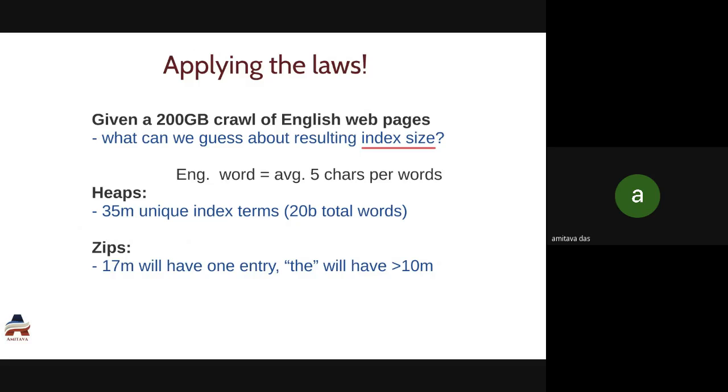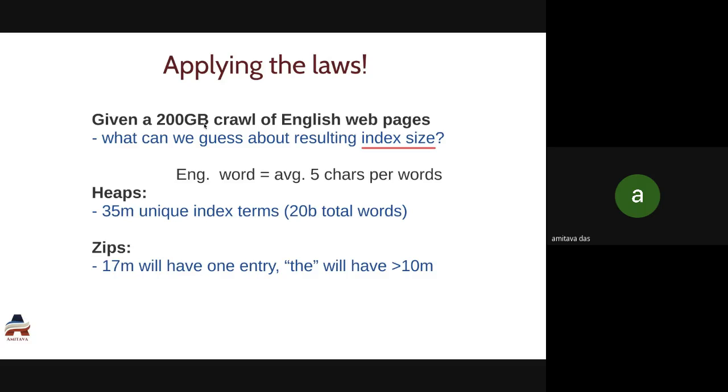Now let's say you are working for Google, and you have to manage your data center. How big should the data center be, and how much extra cloud capacity do you have to put into your data center? There should be some number. And Heaps' law can help you here. So let's say you crawl 200 GB of English web pages. What should typically be your index size? You can apply Heaps' law, and you can really understand what would be your index size.